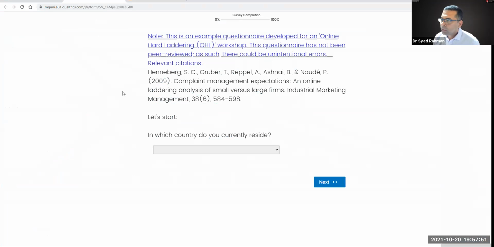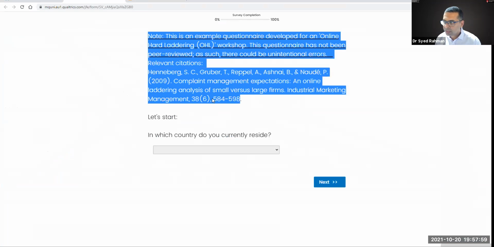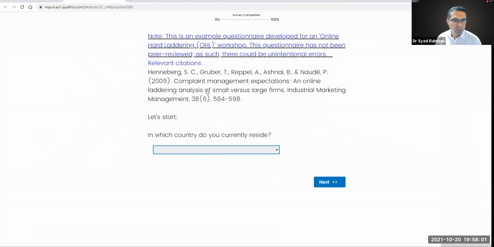So it should open there. If you go to the link, it starts with this, where I say that I have developed it based on the procedure explained here, which is the paper, the screenshot that I have shared. And I'm saying that it hasn't been peer reviewed, so there will be tons of errors. Don't worry about it. It's just an example for this workshop.